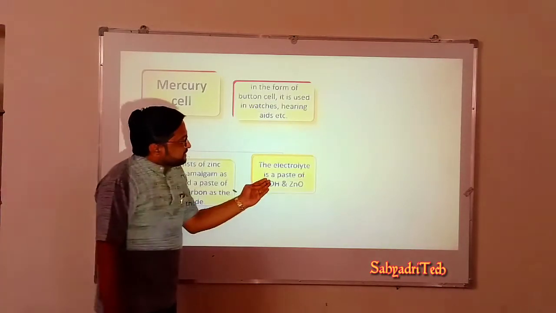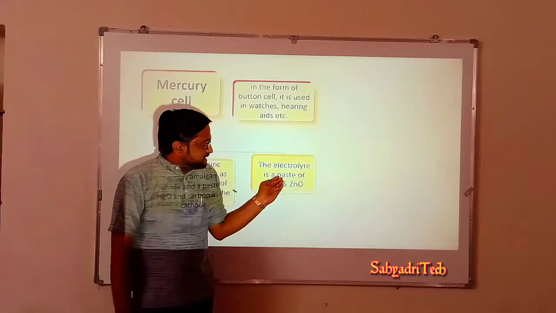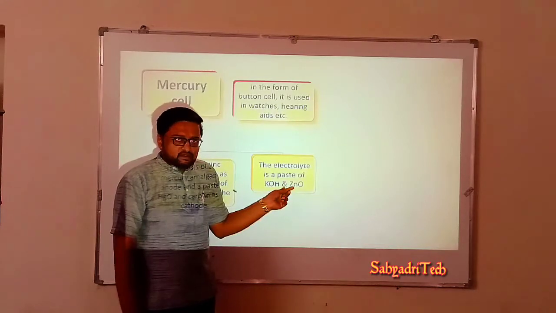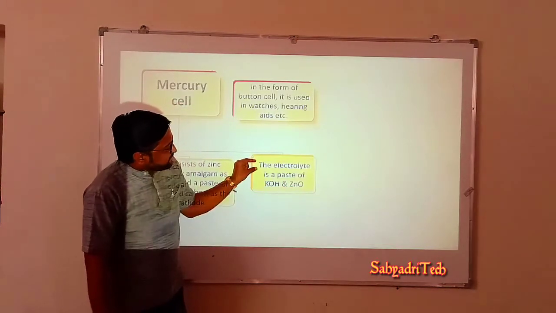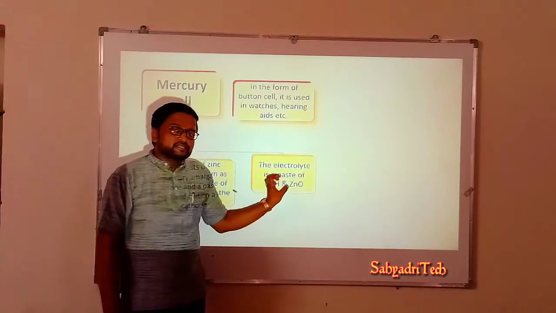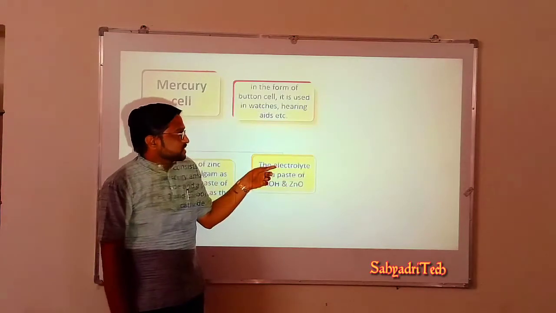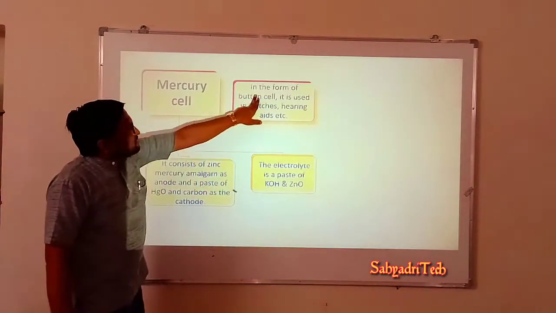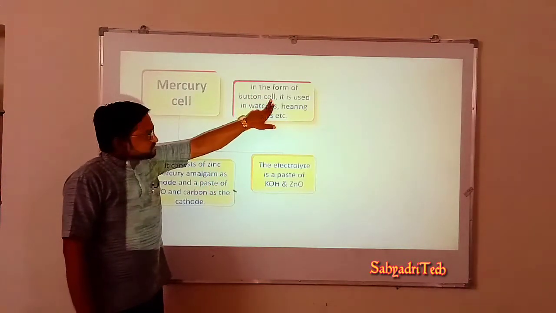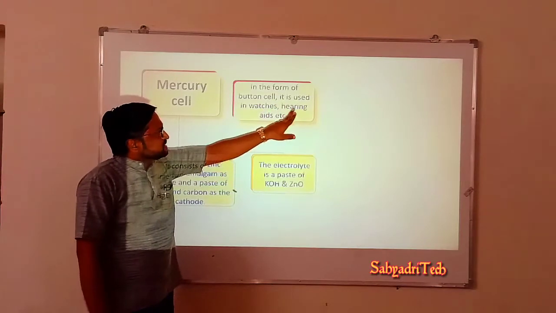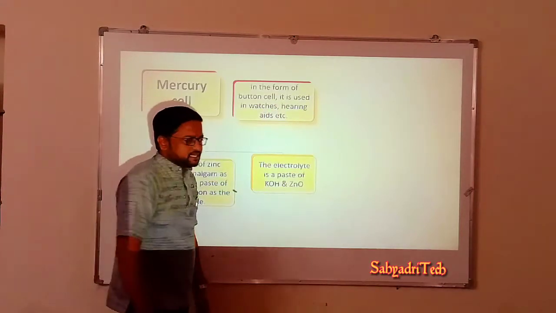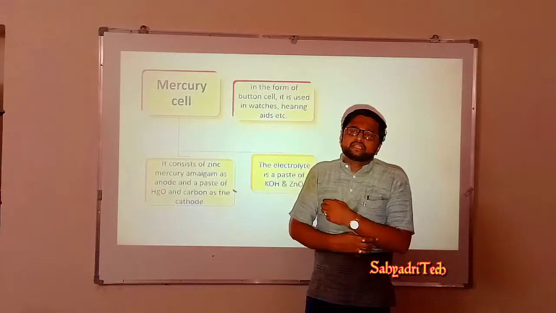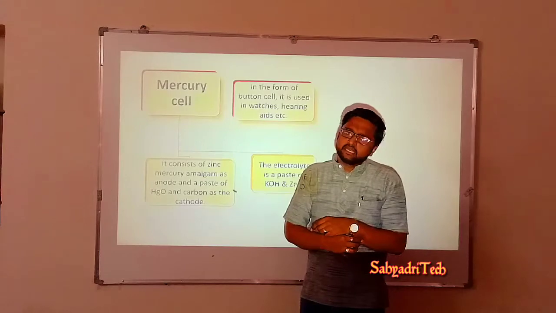And what is the electrolyte? The electrolyte is a paste of potassium hydroxide and zinc oxide. Well, where do we use this mercury cell? In the form of button cells. It is used in watches, hearing aids, etc. In calculators, in watches, in hearing aids, these small batteries, that is mercury cells, are used.